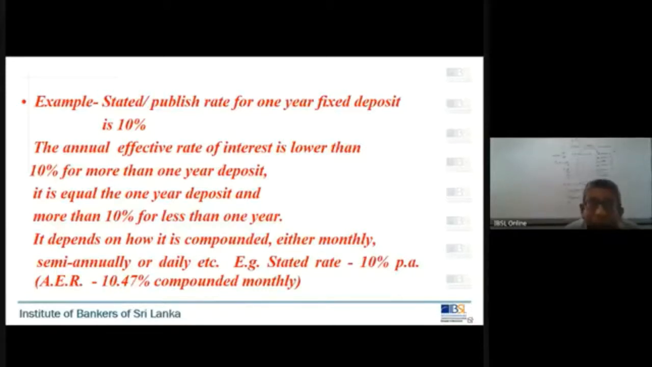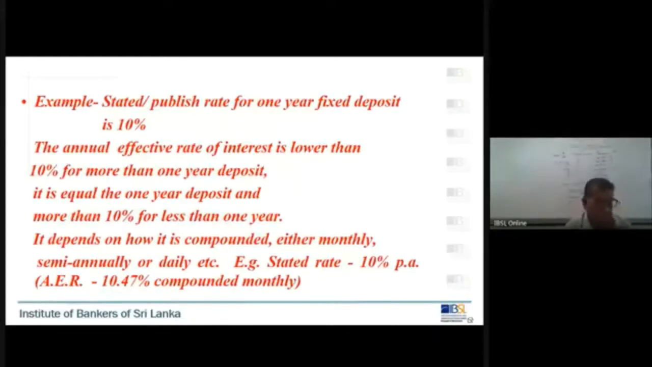Remember that. The annual effective rate of interest is lower than 10% for deposits of more than 1 year. Remember the second one. Suppose your FD period is more than 1 year, so you won't get the 10%. Usually, you are getting less than that. Right? Now, it is equal for a 1 year deposit, and it differs for more than 1 year and for less than 1 year. Right? Okay. It depends on how you compute it.